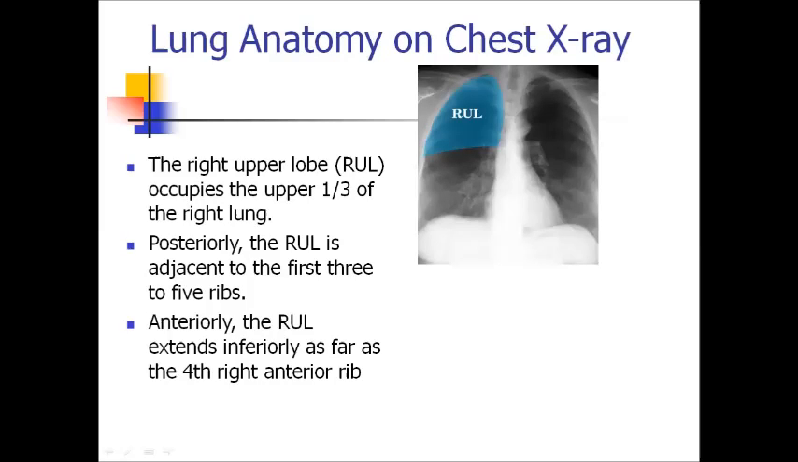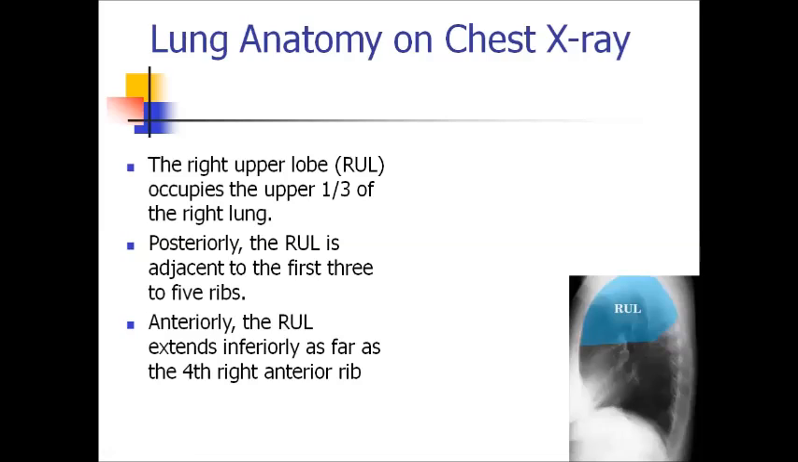Lung anatomy on chest X-ray. Let's continue and observe where we should look for certain lobes of the lungs. The right upper lobe occupies the upper 1/3 of the right lung. Posteriorly, the right upper lobe is adjacent to the first 3 to 5 ribs. Anteriorly, the right upper lobe extends inferiorly as far as the 4th right anterior rib.